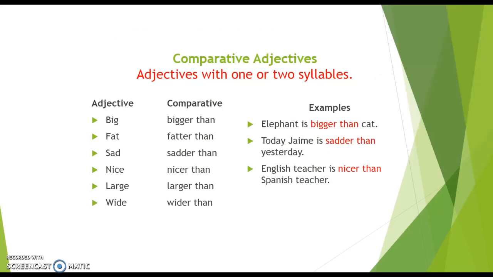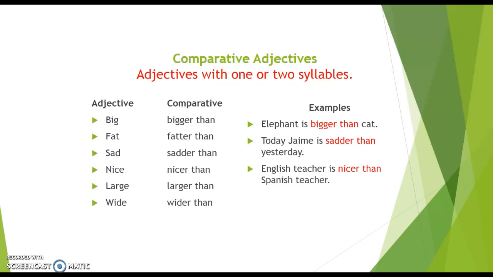Okay, those are some rules. For this case, I'm going to group the adjectives in some groups. The first group is to talk about adjectives with one or two syllables. You can see, for example, big, sad, fat, nice, white.